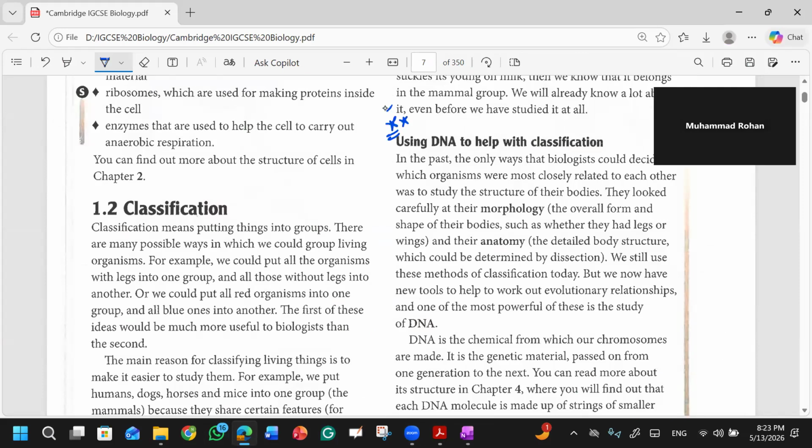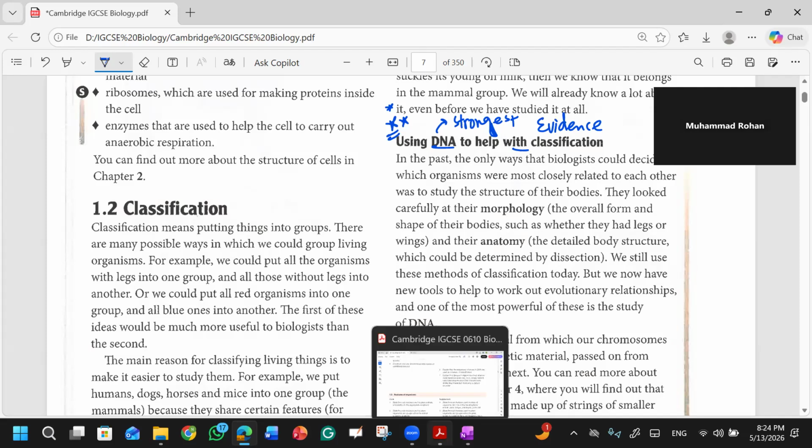So mark it as very important. This is very important evidence, and they ask you questions in different manners. Okay, it is in section 1.2. Using DNA to help with classification, and DNA is the strongest evidence. Okay, till now it is, and it will be in the future as well, because DNA carries all the necessary information of that particular species. Clear?